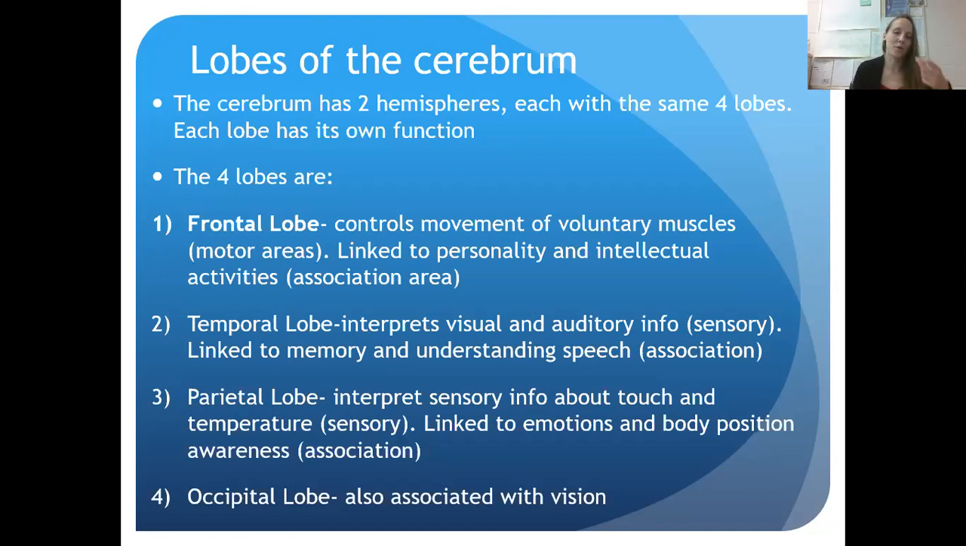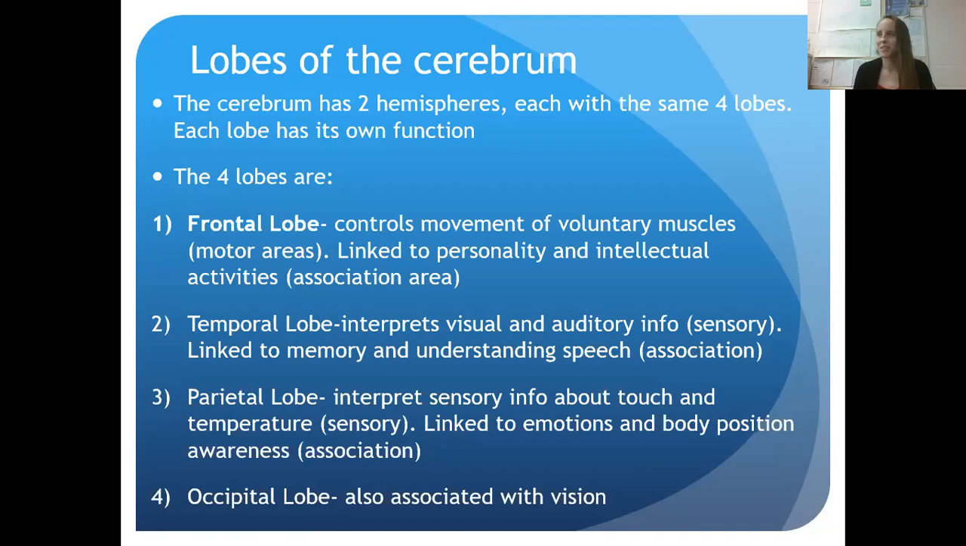That is linked to both visual and auditory information in that kind of temple area. Also linked to memory and understanding speech. Then you have the parietal lobe, up here kind of. That helps interpret information about touch and temperature, as well as emotions and body positioning.